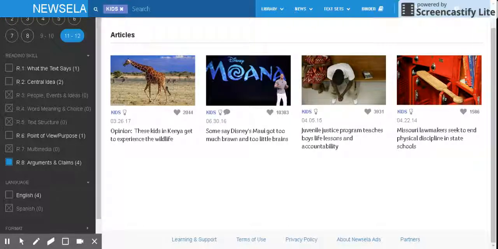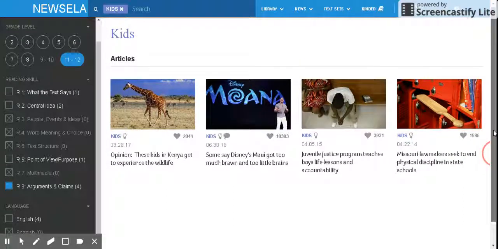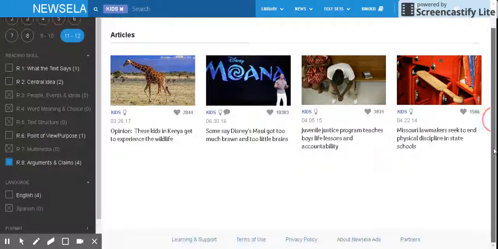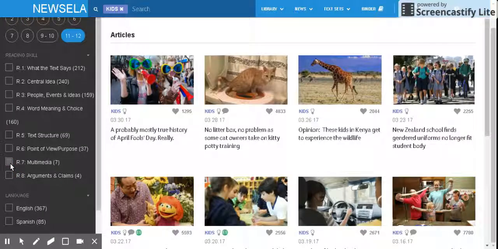So rather than having to go through the internet and scour for hours and read a variety of articles, trying to decide, does this article help me teach argument and claim? Newsela does that for us. That's also a little bit of the beauty of Newsela, is they do that hard work for us as teachers. So we can just click in here what it is that we want to talk about, what we need to teach, and we can find our topic.